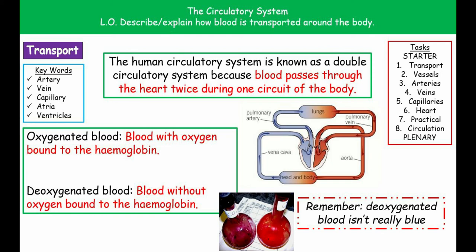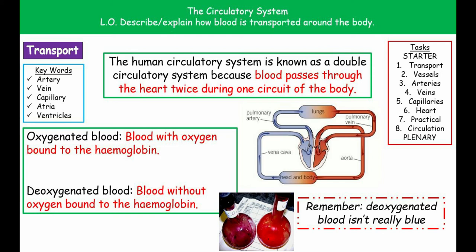In terms of our 2 definitions, oxygenated and deoxygenated blood, it's a little bit of common sense I'd hope here. Oxygenated blood is blood with oxygen bound to it, whereas deoxygenated blood, we've not got oxygen bound to the hemoglobin. So make sure you've got those answers written down if you didn't get them. If you did get them, give yourself a tick for each one you got right.